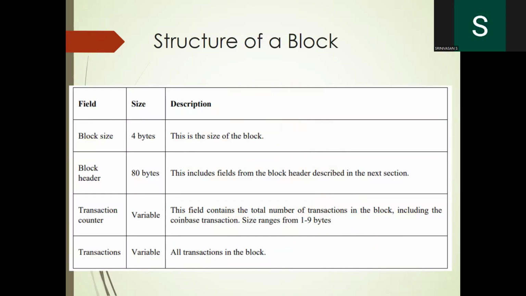Look at the important section of the block. It has four important components. One is block size, another one is block header, then transaction counter, and finally the list of all transactions. The block size indicates the exact size of the blocks. It means its capacity. And the block header contains the information about the block, and the transaction counter tells the exact number of transactions in the block, and all the information about all transactions in the block are available.